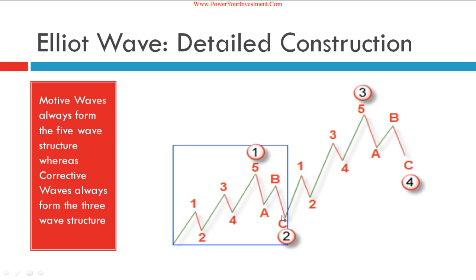So what you have to essentially determine every time is whether it's a motive wave or a corrective wave. If it's a motive wave, there'll be 5 waves associated with it. If it's a corrective wave, there'll always be 3 waves associated with it. Alright? Now with this we come to the end of a very basic introduction on Elliott Wave.